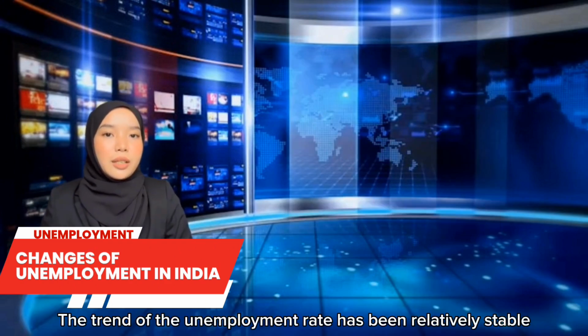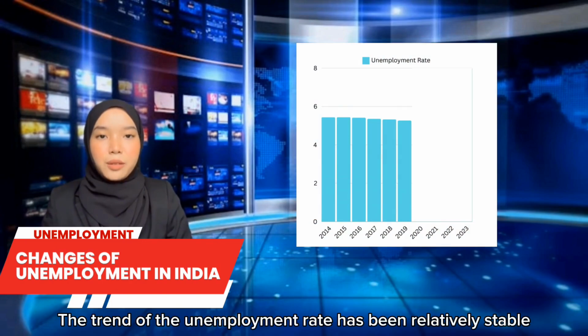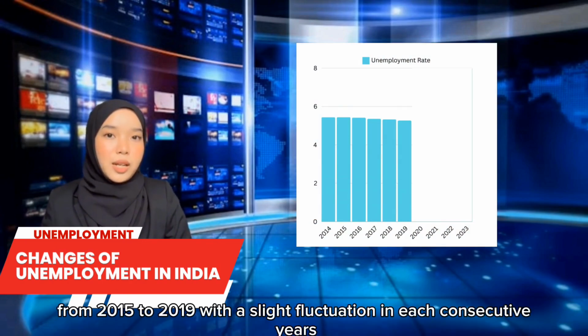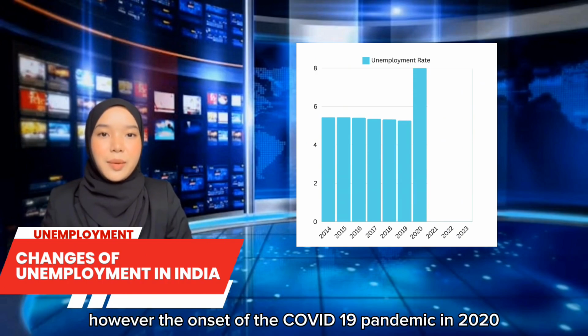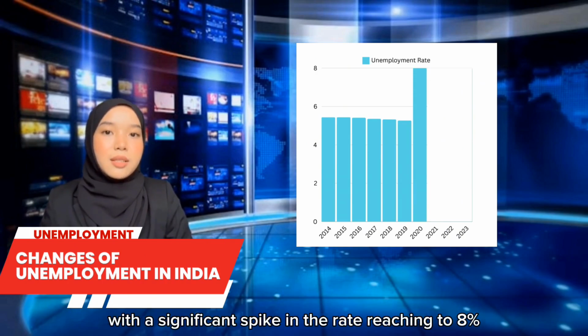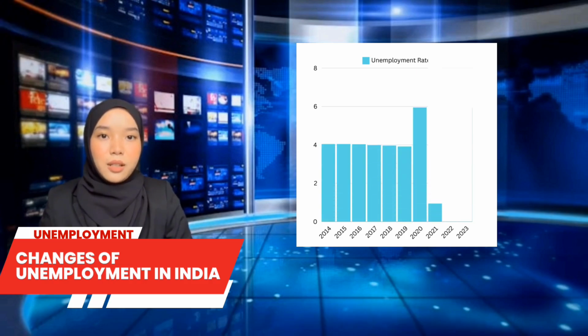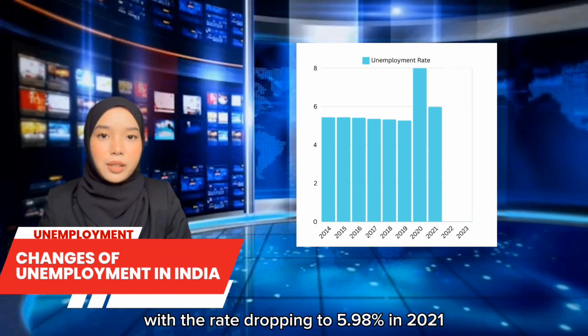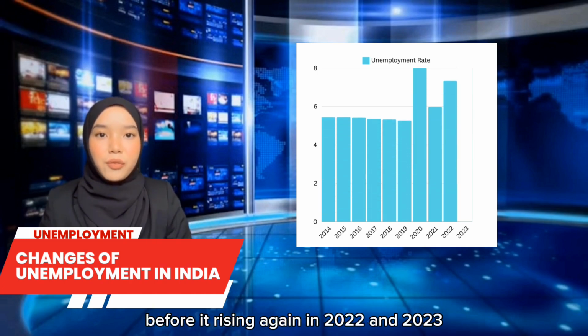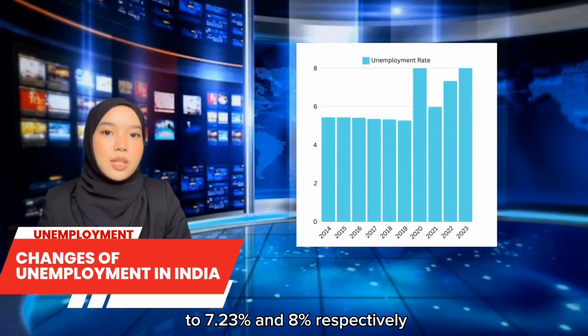The trend of the unemployment rate was relatively stable from 2015 to 2019, with slight fluctuations in each consecutive year. However, the onset of the COVID-19 pandemic in 2020 caused a significant spike in the rate, reaching 8%. The following years saw some improvement, with the rate dropping to 5.98% in 2021 before rising again in 2022 and 2023 to 7.33% and 8% respectively.